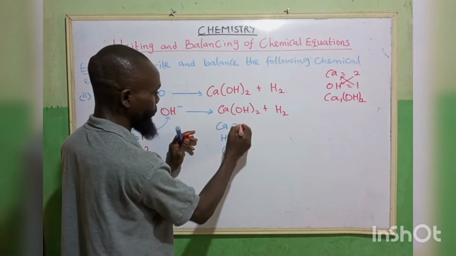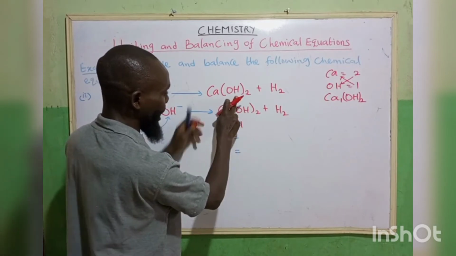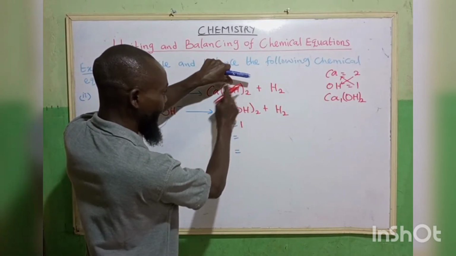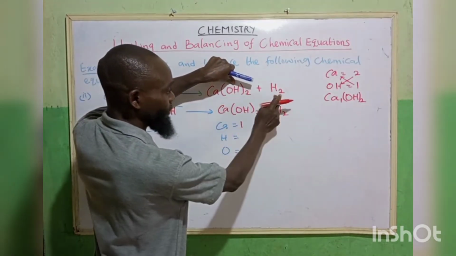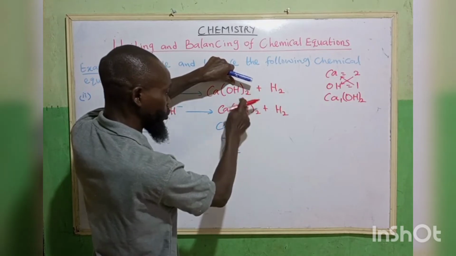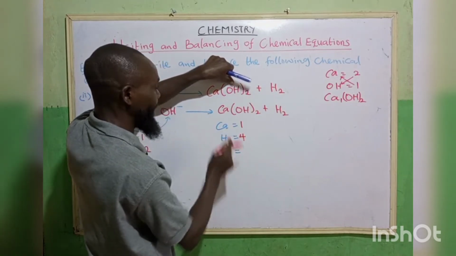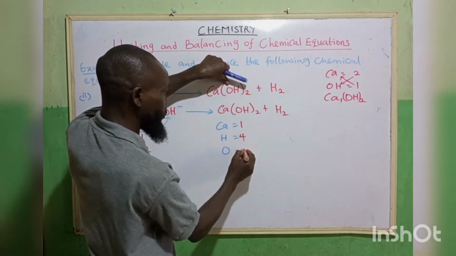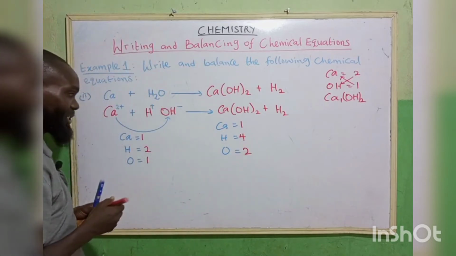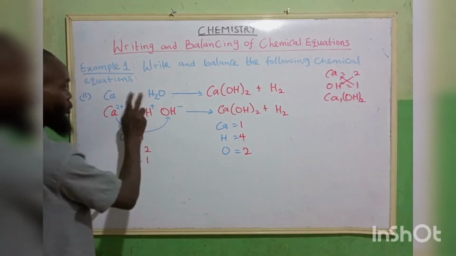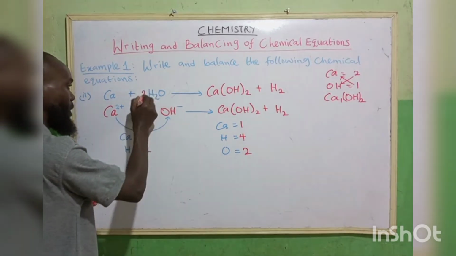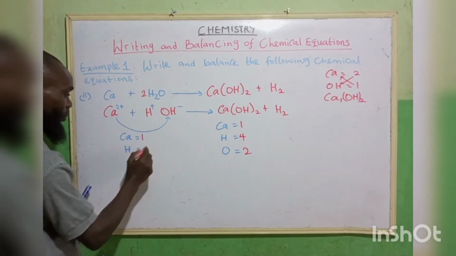Now, let's come here. How many calcium? We have 1. How many hydrogen do we have here? Here we have, these 2 is for everything inside this bracket. So we have 2 hydrogen here, then we have 2 hydrogen here. So 2 plus 2, we have 4. Then how many oxygen do we have here? We have 2 oxygen. Now something has changed. Here, hydrogen is 2, here hydrogen is 4. I have to make this hydrogen 4. Let me put 2 here. My hydrogen has changed to 4 now.